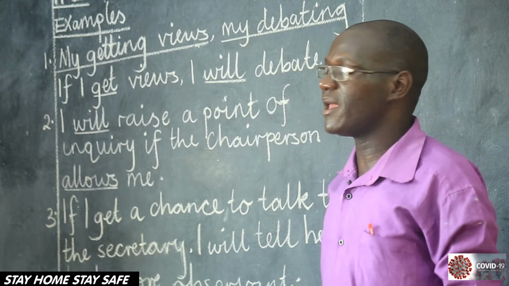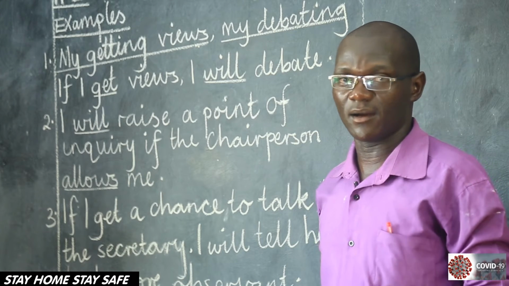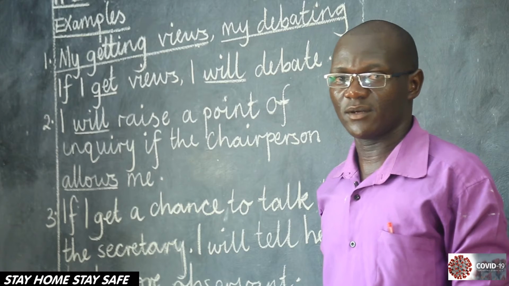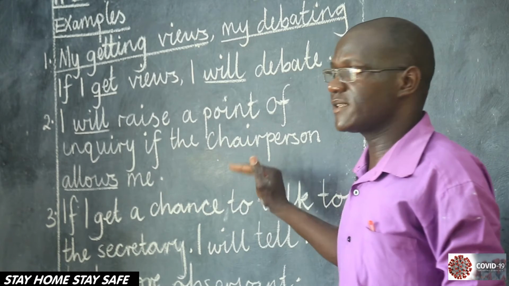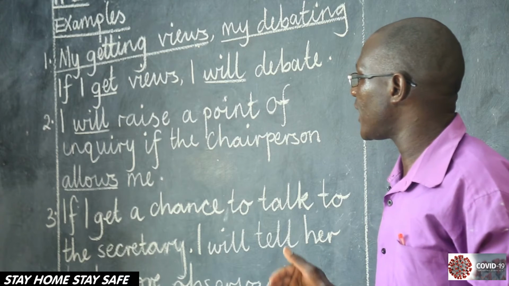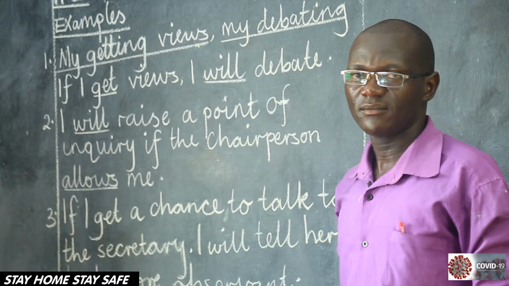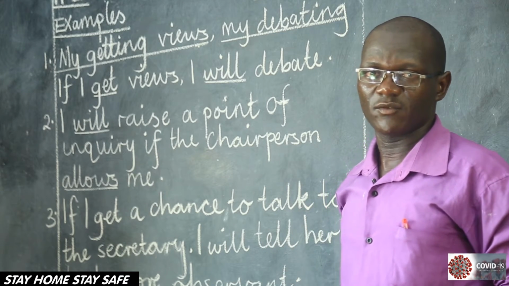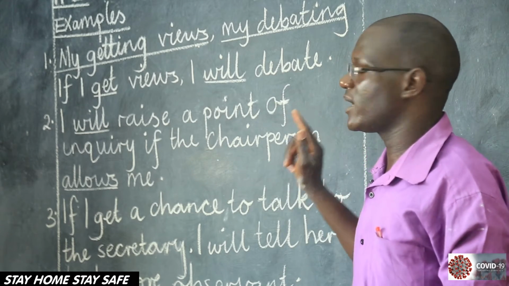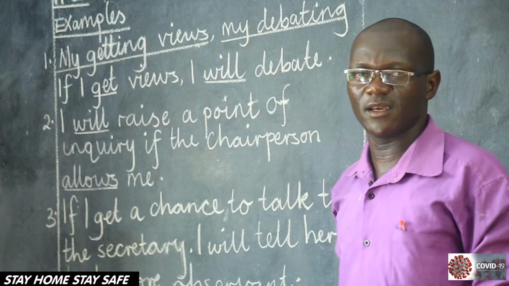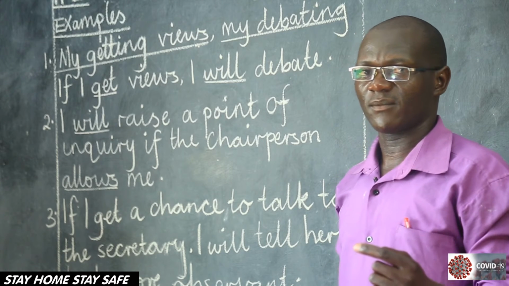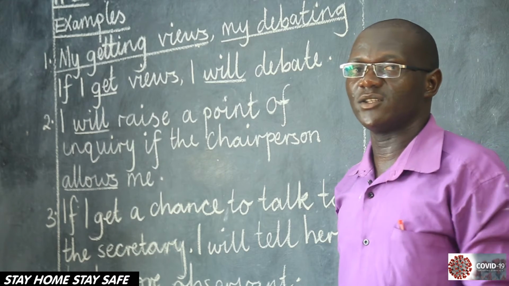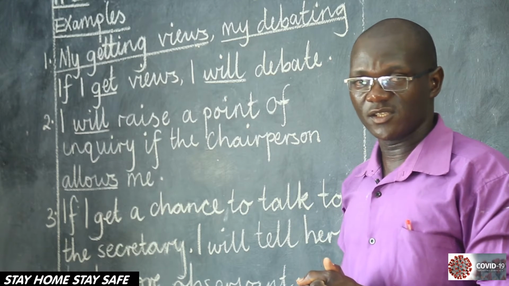Why? When we begin with the main clause, there is no need of using a comma. Therefore, for example number two, I will raise a point of inquiry if the chairperson allows me. There we go straight. We don't pause, we don't put any comma. So note it that when we begin with the main clause, there is no need of using a comma. But when we begin with the if clause, when we begin with the condition, we need to put a comma after the condition, or after the first clause, which is the if clause.